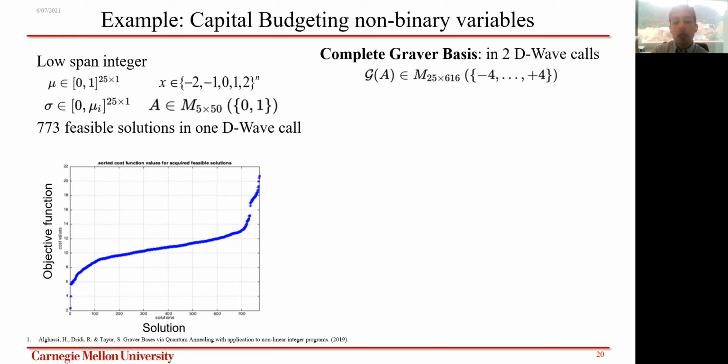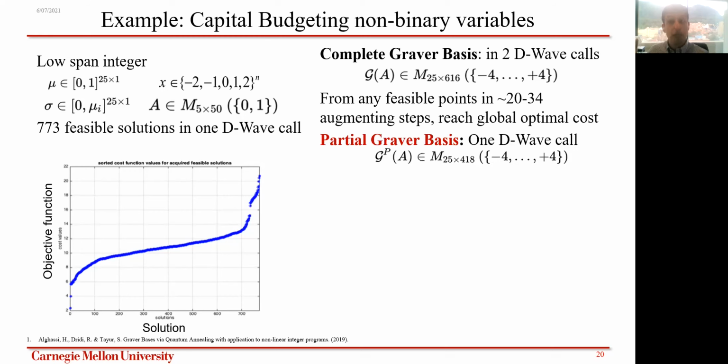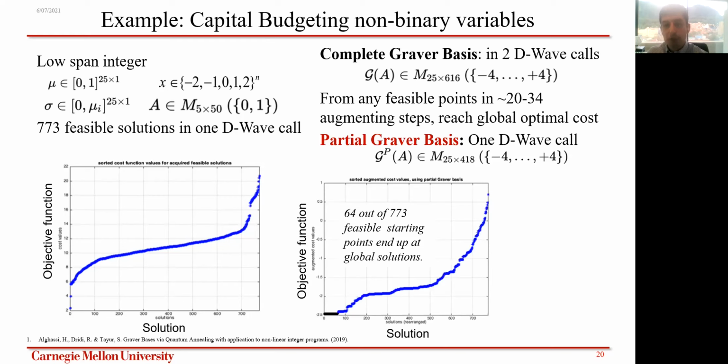And if we use the complete Graver basis, all these points are going to reach the global optimal solution in more or less 20 to 35 steps. This requires 2 calls to the quantum annealer. This might be too expensive. So with a single call, we can only get a partial Graver basis, but that is enough for almost 10% of the feasible solutions to reach the global optimal.